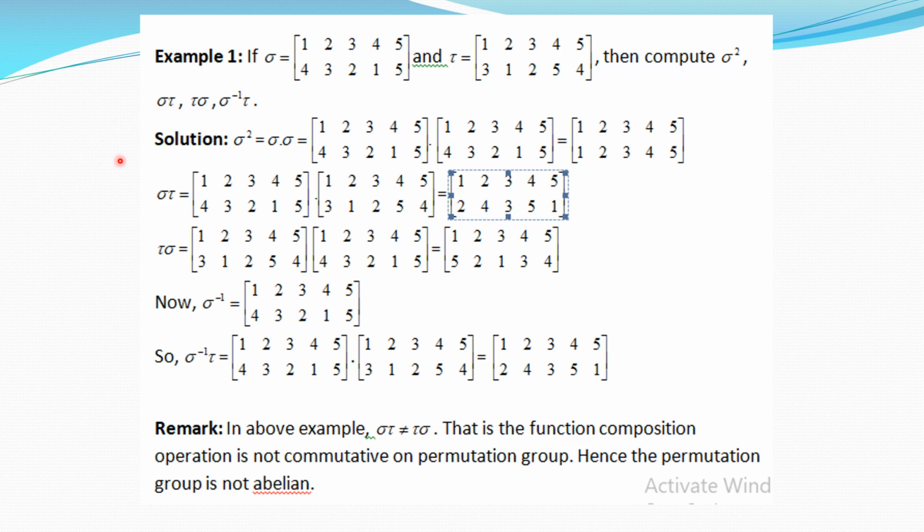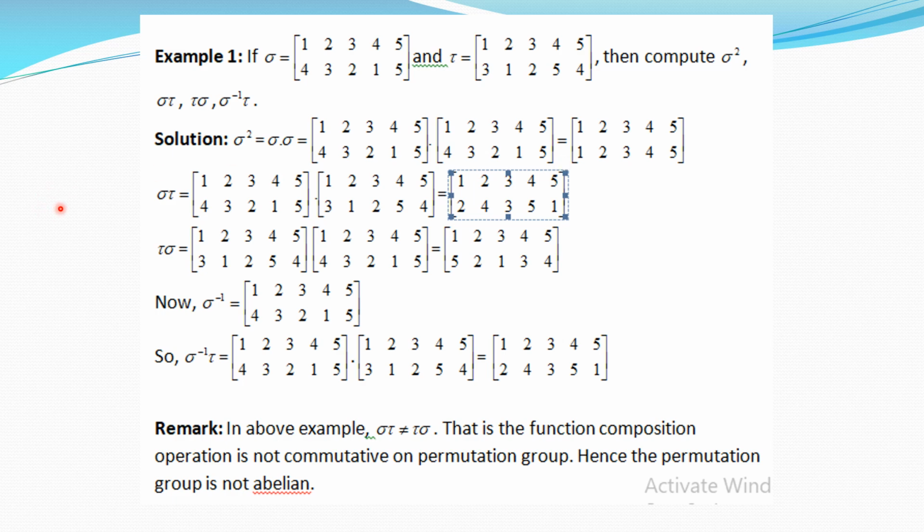Now what is sigma square? It is sigma composite sigma. Now similarly, going from right to left and top to bottom, we find sigma square. Now this is sigma, again sigma. As it is a permutation on 1, 2, 3, 4, 5, the first row is again 1, 2, 3, 4, 5. Now right to left, 1 goes to 4 and then 4 goes to 1. So finally 1 goes to 1. Then 2 goes to 3 and 3 goes to 2. So 2 goes to 2. So in this way we get 1, 2, 3, 4, 5 in the second row.